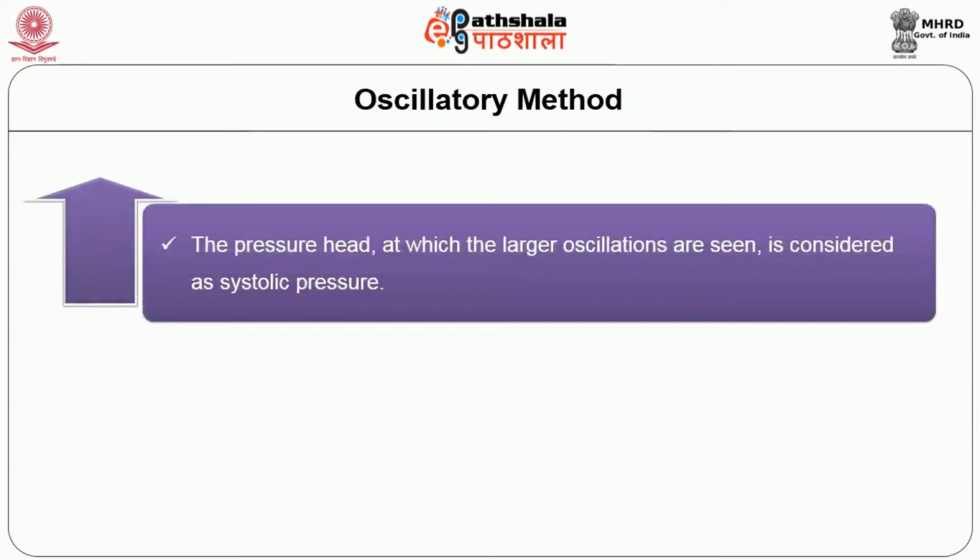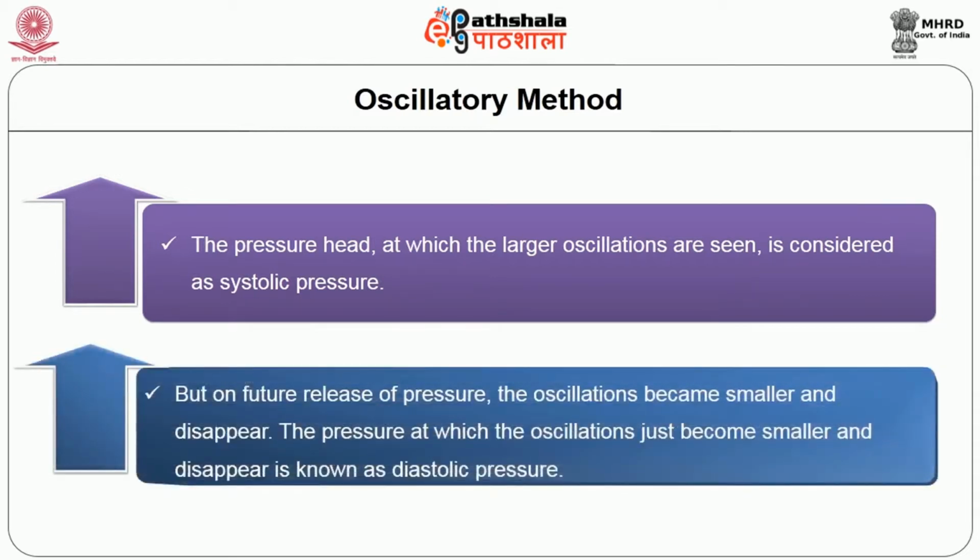The pressure at which the larger oscillations are seen is considered as the systolic pressure. But on further release of pressure, the oscillations become smaller and disappear. The pressure at which the oscillations just become smaller and disappear is called the diastolic pressure.